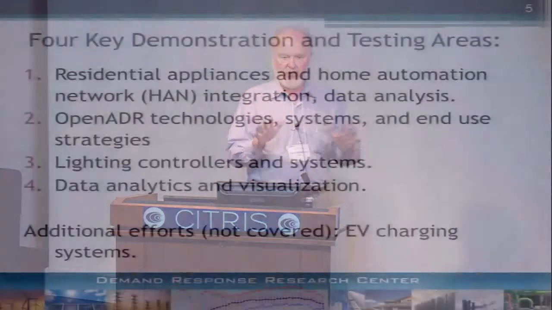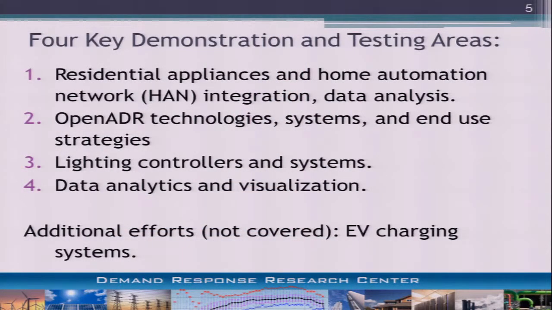So the four key demonstration areas that we want to focus on: residential appliances and the home area networks on which they communicate. This includes also communications between appliances and the residential smart meter. We'd like to look at OpenADR, or basically networked demand response technologies, understand some of the systems issues and particular end-use requirements. We specifically also want to look at lighting systems, their controllers and their system-level implementations. And then finally, to get some grasp on the kind of data analytics and displays and visualization that vendors and utilities have been putting together to drive these applications. I won't talk about it here, but we're also actively working on EV charging systems.